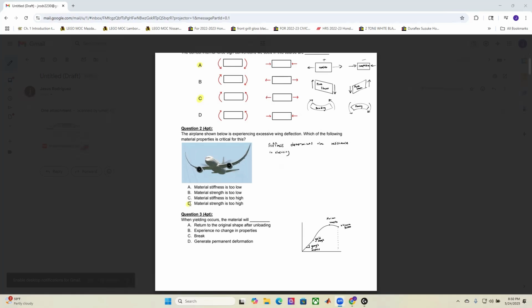So I did not mean to highlight the D, it should be A. As I stated, the stiffness is too low because the wings are getting folded with the movement of the airplane.